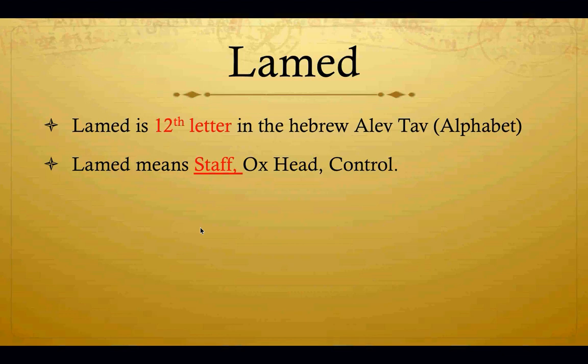So one of the things that we found earlier as we were having our discussions about the alphabet, or the Aleph Tav, which is the Hebrew alphabet, is that Lamed is the 12th letter in the Hebrew Aleph Tav, and it means staff. And we know the significance of the meaning of 12 months, and so on and so forth.